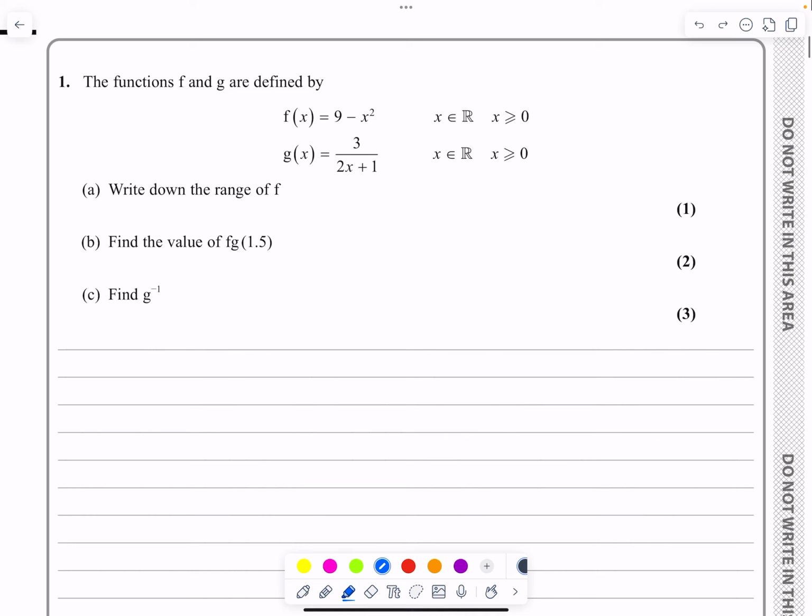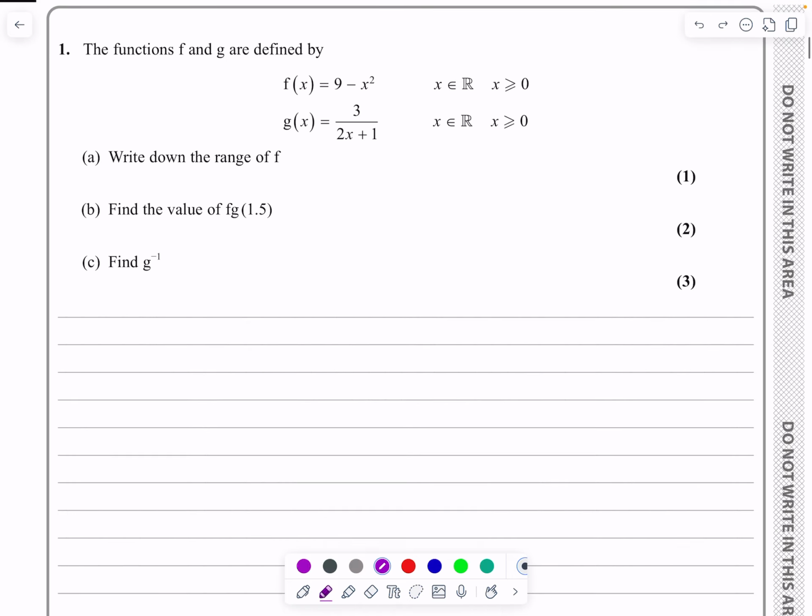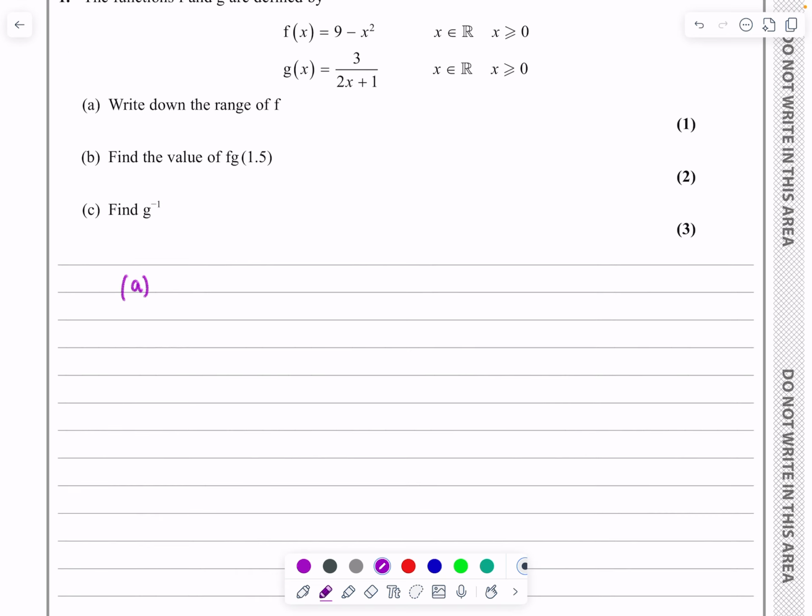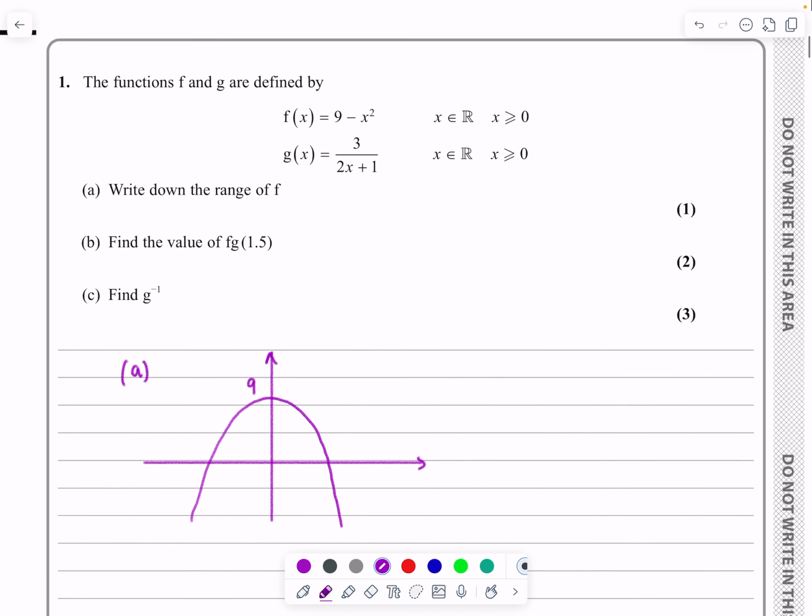Part A says, can we write down the range of f? Well, when I'm in my teacher mode and I'm asking any of them to work out the range, I always say, can you quickly sketch it? And we certainly can for 9 minus x squared. I would expect all of you to be able to know that minus x squared looks like that. So 9 minus x squared is looking like that with a maximum value there of 9. So that's more than enough information.